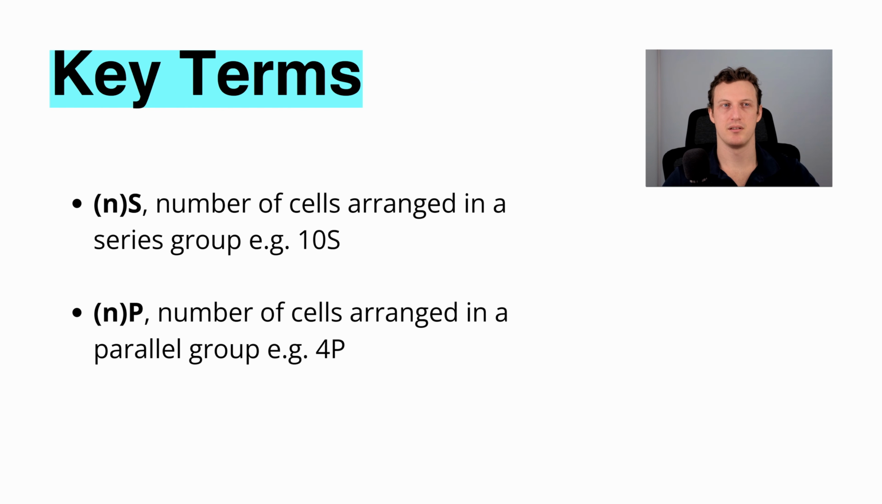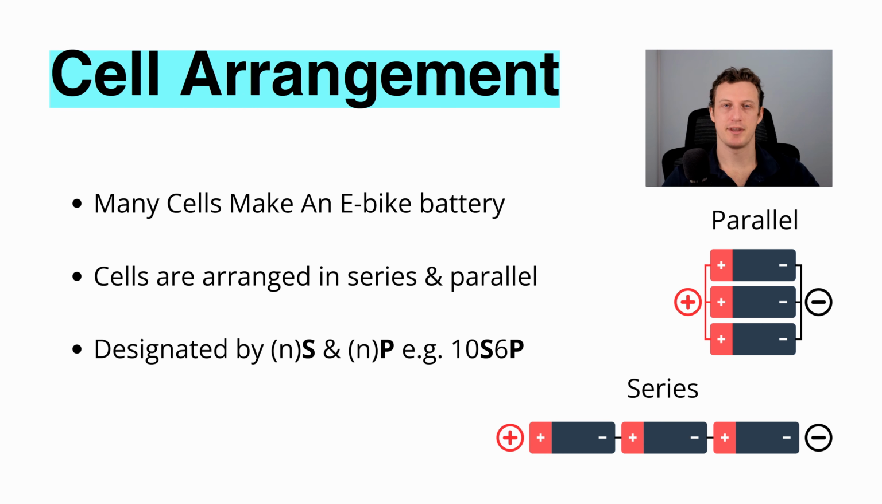Key terms. Number in series. So N in brackets refers to a number, and S refers to series. It's the number of cells arranged in a series group. Example, 10S would be 10 cells in series. NP, same thing but for cells arranged in a parallel group. Example, 4P. Here's what that looks like visually.